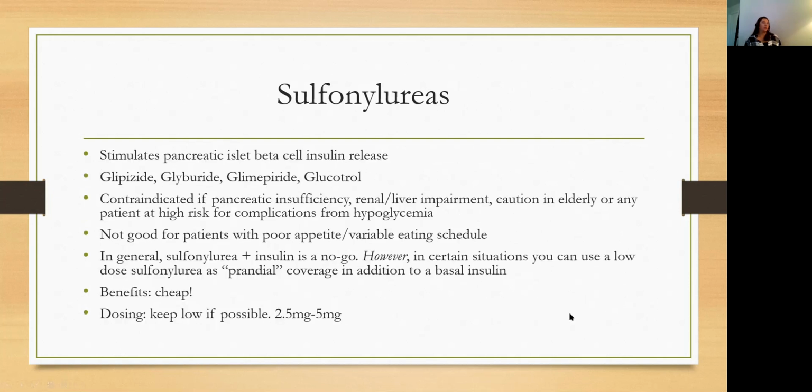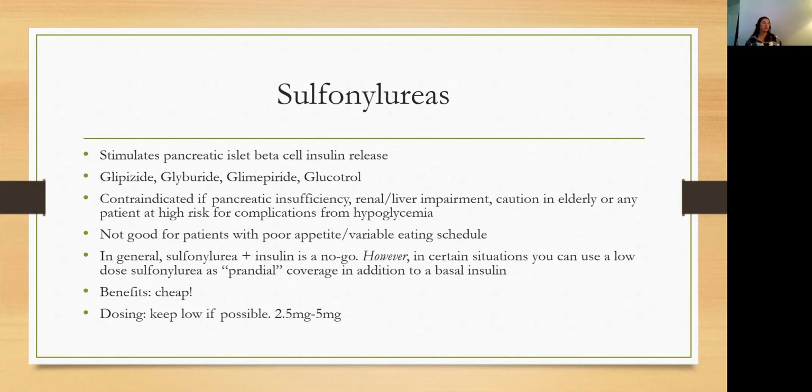And then sulfonylureas. They work by stimulating pancreatic islet beta cell insulin release. So basically, these medications just make your pancreas produce more insulin. And that's why they can cause burnout, because they're just constantly stimulating the islet cells to produce more insulin. So this is glipizide, glyburide, glimepiride, and Glucotrol. The one I always use is glipizide, so I always end up just saying that over and over, but obviously there's other choices besides glipizide.